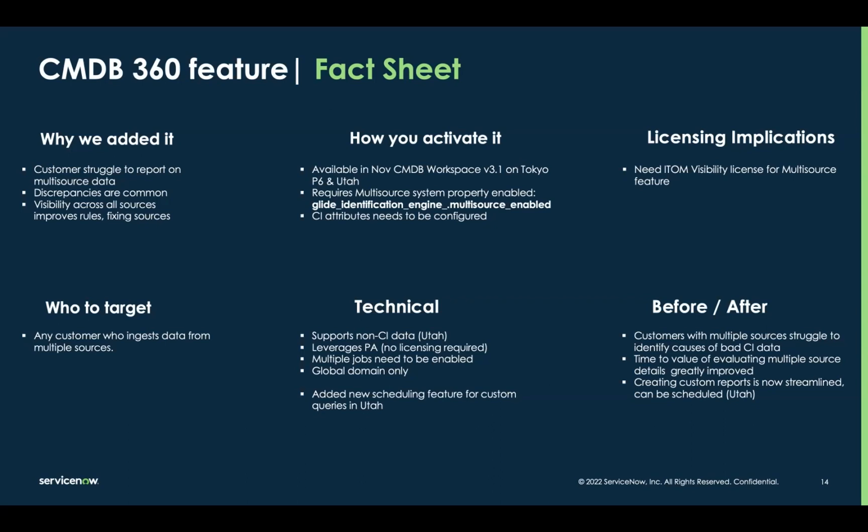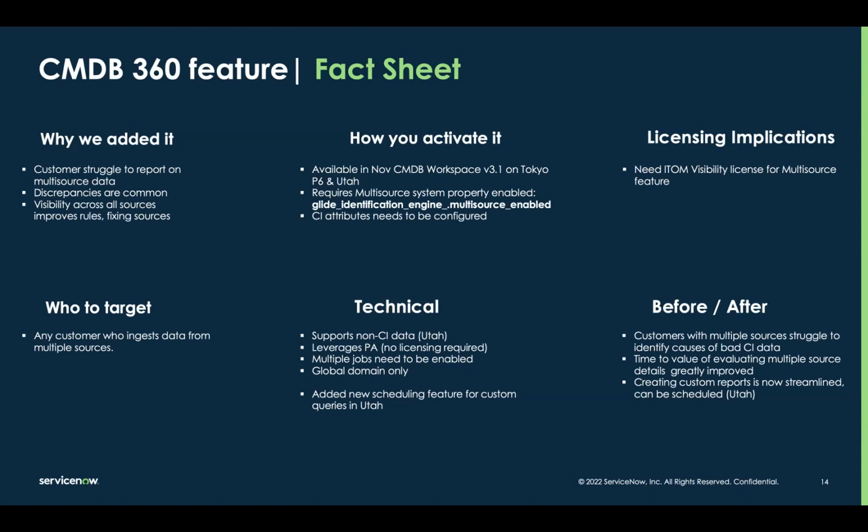To activate this, it's available on the Workspace in November. So in the November update of the CMDB Workspace on 3.1, in Tokyo, patch 6 or above is required, or a Utah upgrade. Next, you also need to enable that multi-source property. Without that property, it won't be enabled and you won't see the 360 tab in the user experience. The CI attributes also need to be configured. Otherwise, the attribute overview will not have any data.